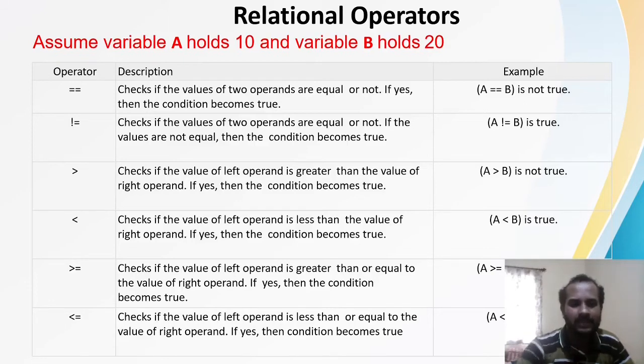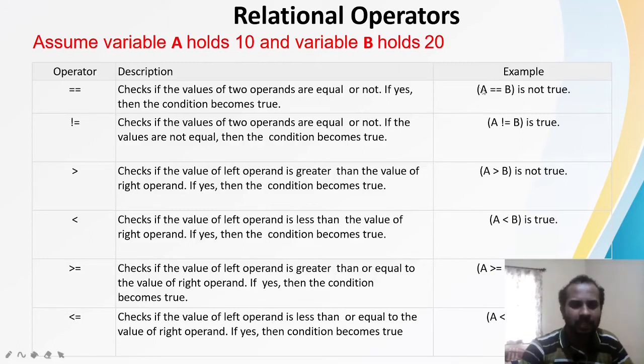Let us consider one example where I am going to have A, which is having 10, and B is going to have 20. So relational operators are going to compare two variables or two data. And what will be output? Output will be either true or false. In computer, 0 is representing false and 1 or positive number will represent the true. So let us see the operators.